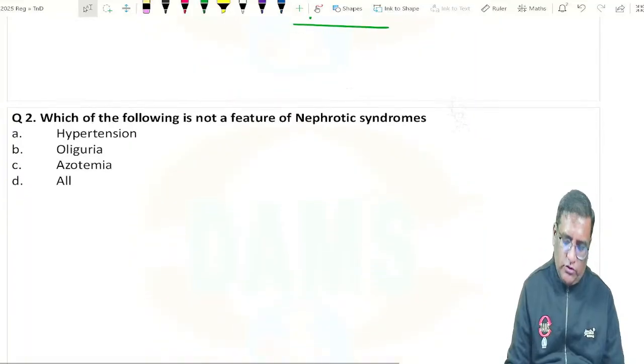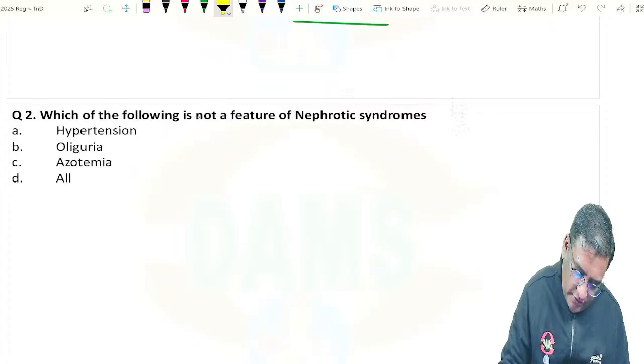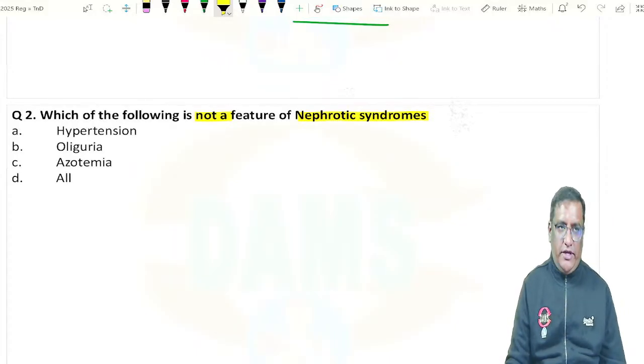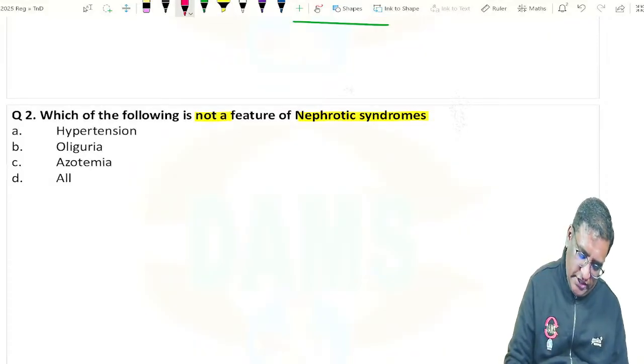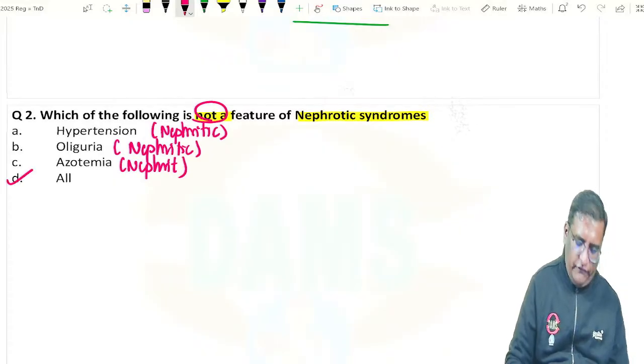Next, let me look at the next question now. Question number 2. Which of the following is not a feature of nephrotic syndrome? Which is not a feature of nephrotic syndrome? Hypertension. Yes, it is not a feature of nephrotic syndrome. Hypertension is a feature of nephritic syndrome, isn't it? Oliguria is also a feature of nephritic syndrome. Azotemia is also a feature of nephritic syndrome. So all these are not features of nephrotic syndrome.